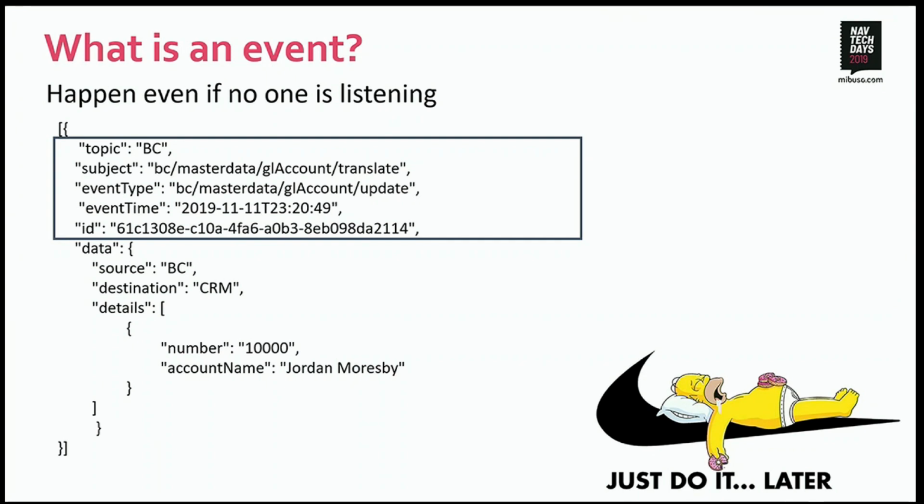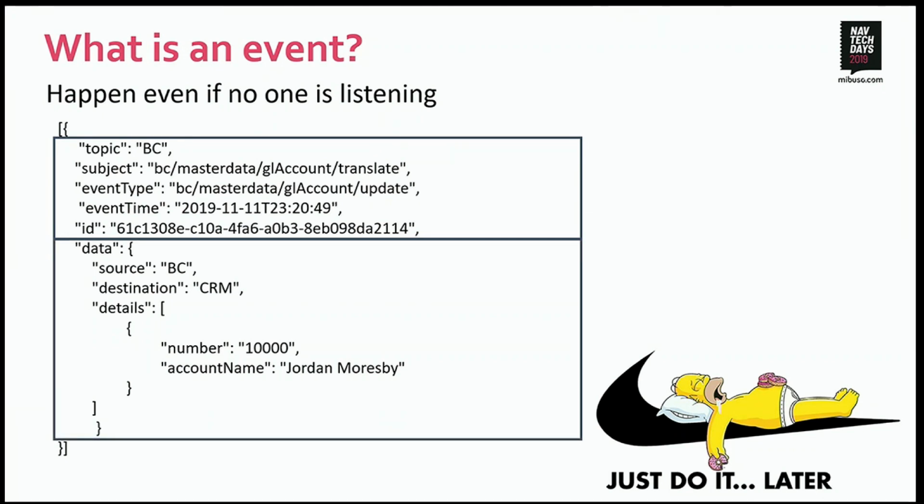And event type is actually what happened. So it's whether a record is created, deleted, or modified. Then you have event time, so when it happened, and you have the ID of this event, so of this message that was sent from Business Central, in our case, to Event Grid.